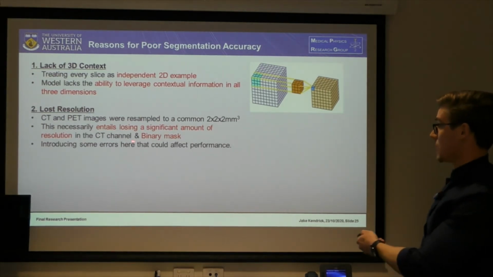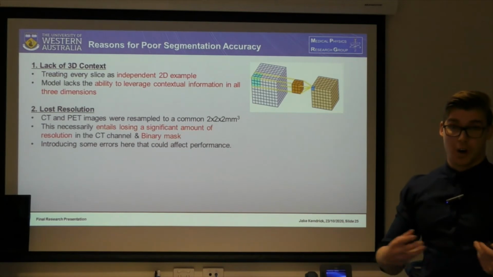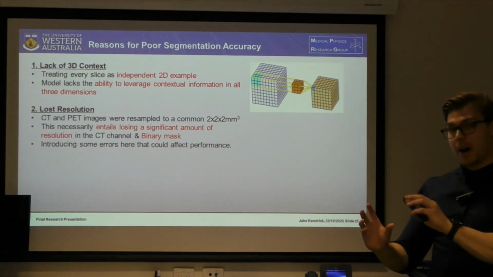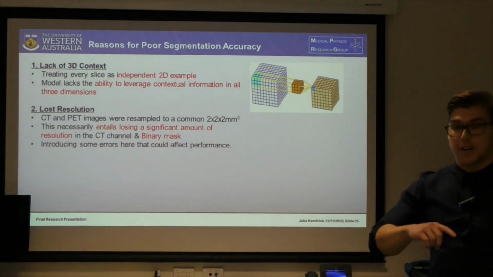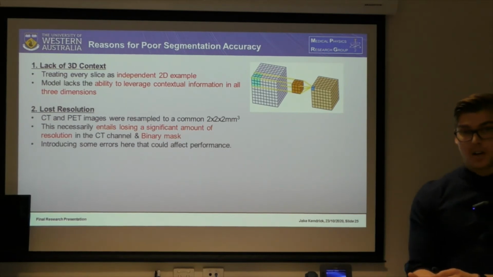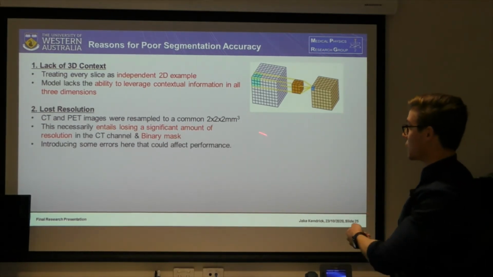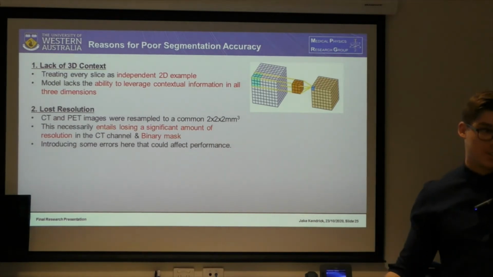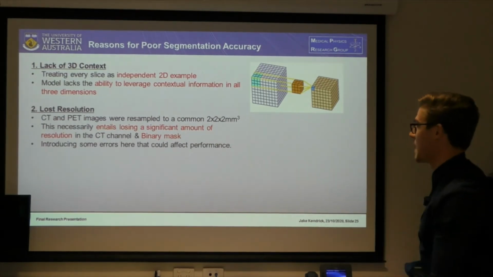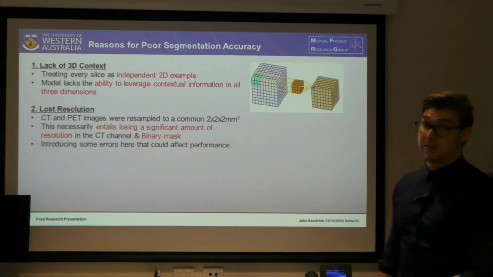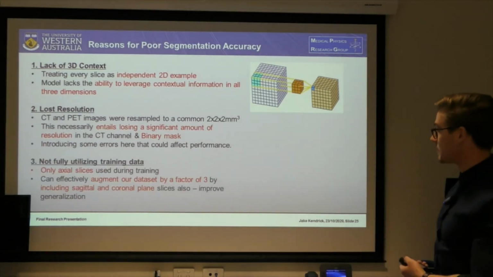We're also losing that resolution in the binary mask as well, because the code that develops the binary mask from the manual segmentation uses the CT image as a baseline, so it has the same resolution as a CT image. And if we're resampling those and losing half the resolution, we're losing the resolution in the binary masks as well. So I think that could have affected the performance of the model.